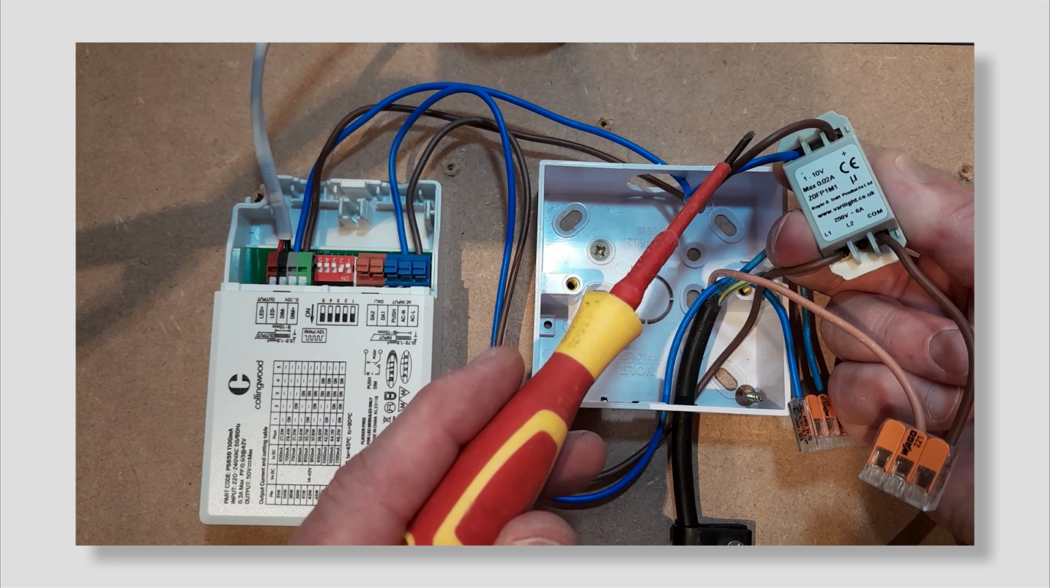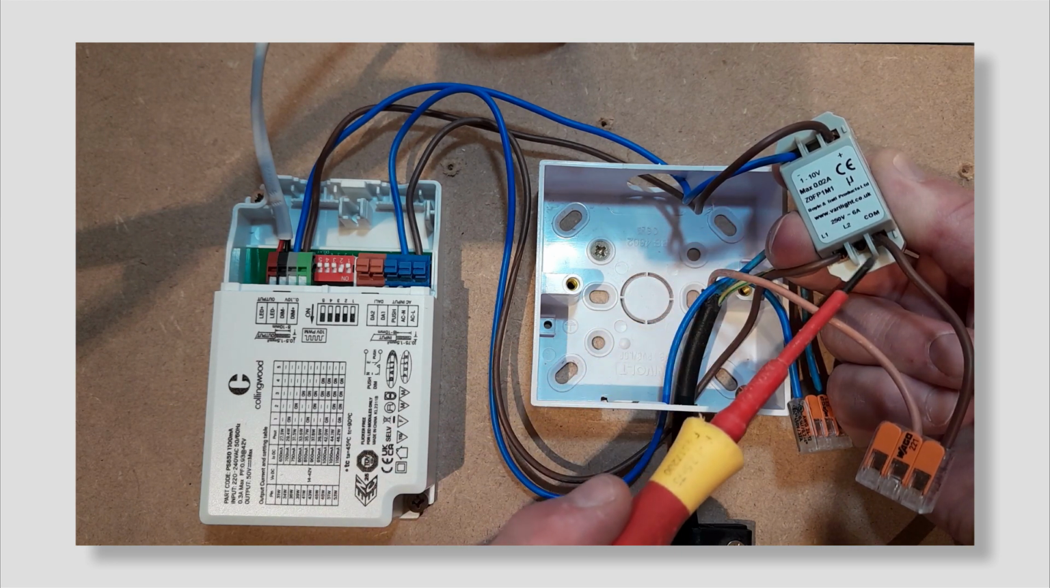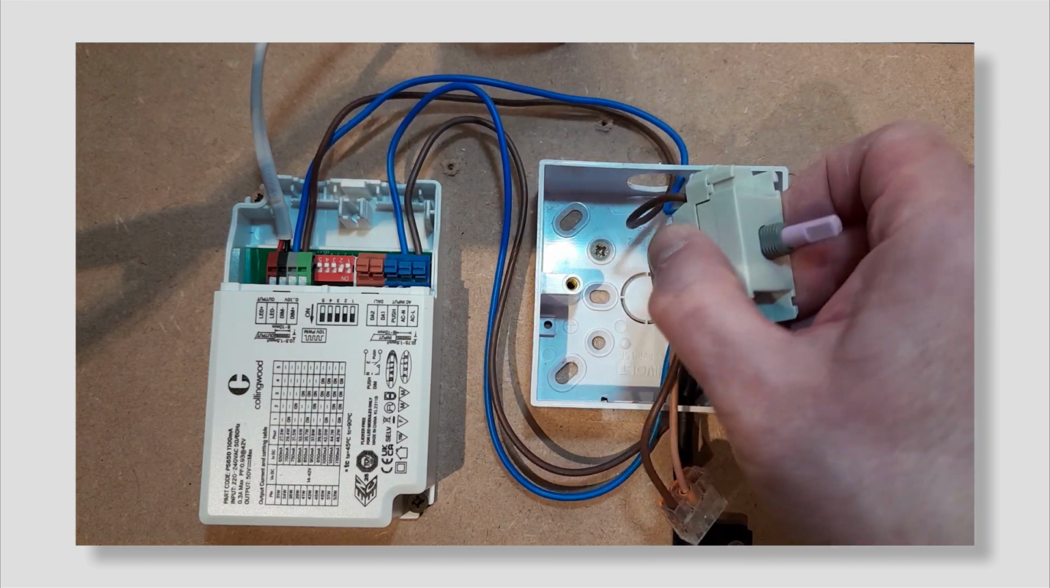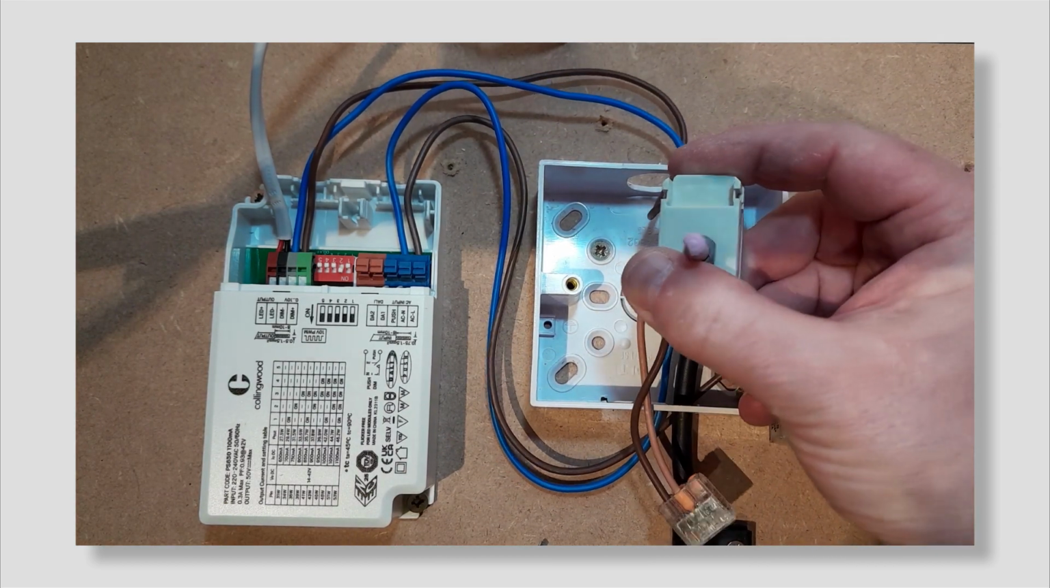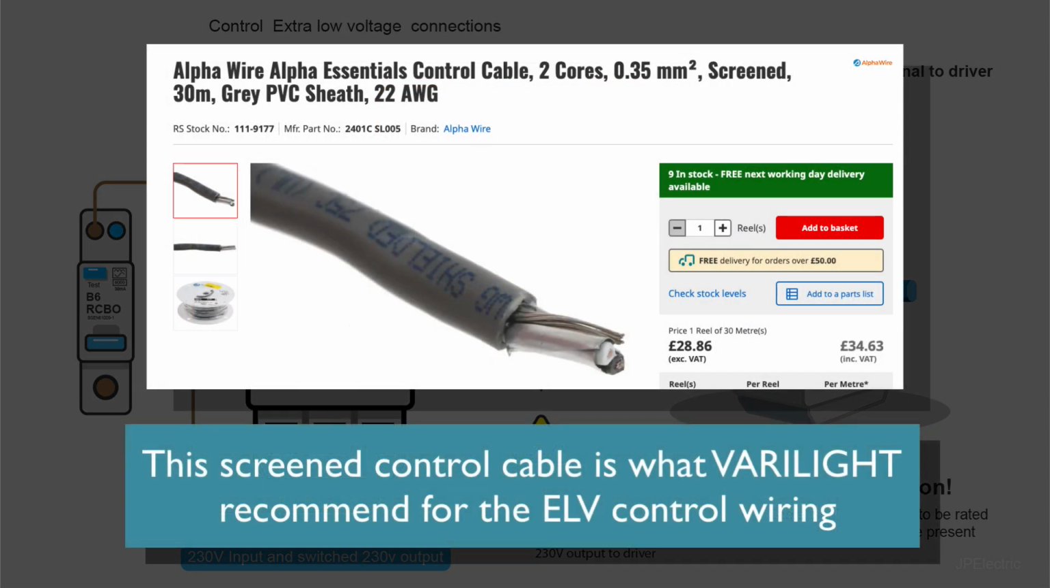Here you can see the connections. You've got the 1 to 10 volt connections at the top there. You've got your 230 volt connections at the bottom, electrically separated. On the ELV side, you might be tempted to use something like Cat5 or something. It's only 10 volt, but it's all in the same enclosure as 230 volt equipment. The insulation on all your conductors needs to be rated to the highest voltage present.